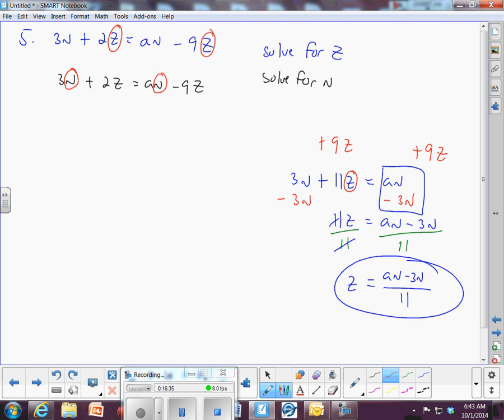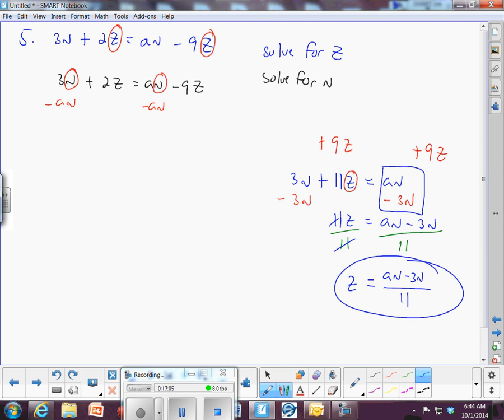Okay, so what are we going to do with this one? We have to move the 2z to the other side. All right, so let's get our variables all on the same side. So we have n's on both sides, so let's add a negative an to the right. Whatever I do to one side, I have to do to the other side.